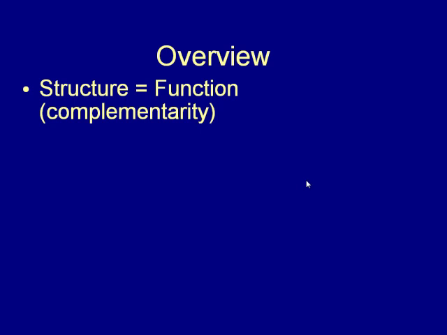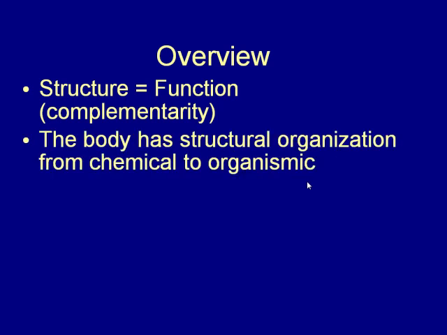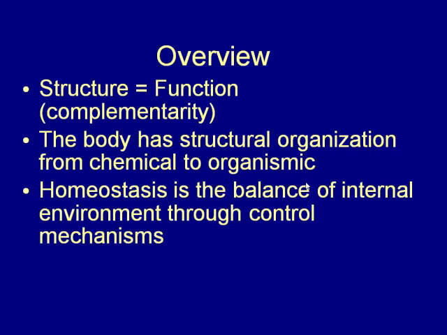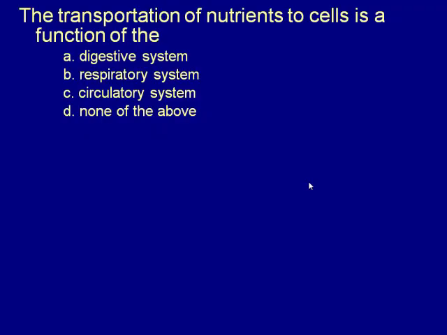So, just a little overview. Complementarity means that structure and function go hand in hand. Things are the shape they are because of the function they perform. The body has very definite structural organization: chemical, cellular, tissues, organs, organ systems, organism. And homeostasis is that balance of internal environment through those control mechanisms. Mostly negative feedback, but sometimes positive feedback.